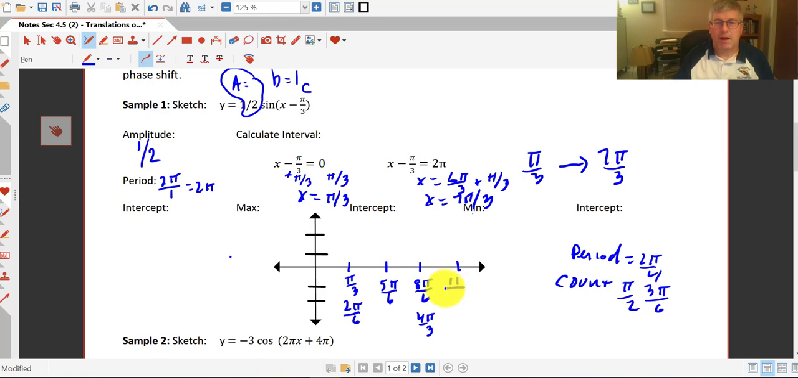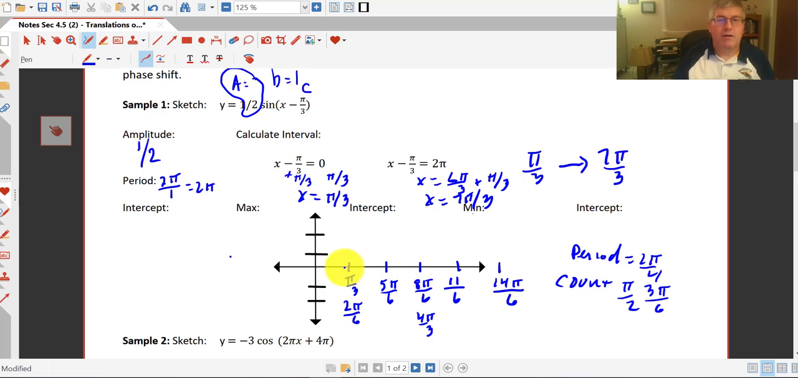That's not our final spot, I beg your pardon. It's 11 pi over 6. And our final spot is going to be out here at 14 pi over 6. So we're going to have our 5 critical points dividing our curve into equal fourths.